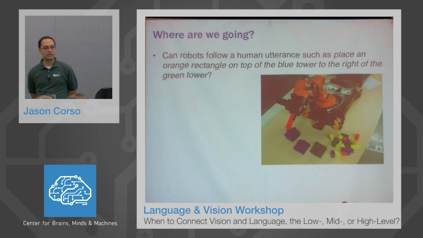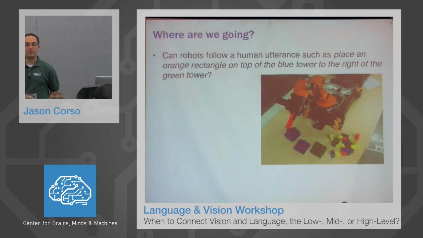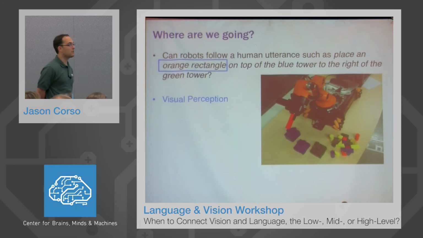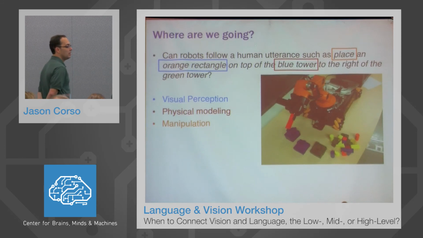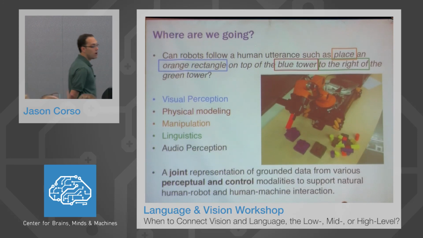Can robots follow an utterance such as place an orange rectangle on the top of the blue tower to the right of the green tower? This seemingly simple thing that my 3-year-old can do is extremely difficult. It involves visual perception, so we need some way of doing segmentation, understanding, and so on. Should we do this at the low level, the mid level, or the high level? It involves understanding of the physical world, so some physics models and so on. It requires manipulation, so we need to do the control of the robotic arms to actually make this possible. We need to understand the syntax and so on for linguistic interpretations. And it also needs to do audio perception.